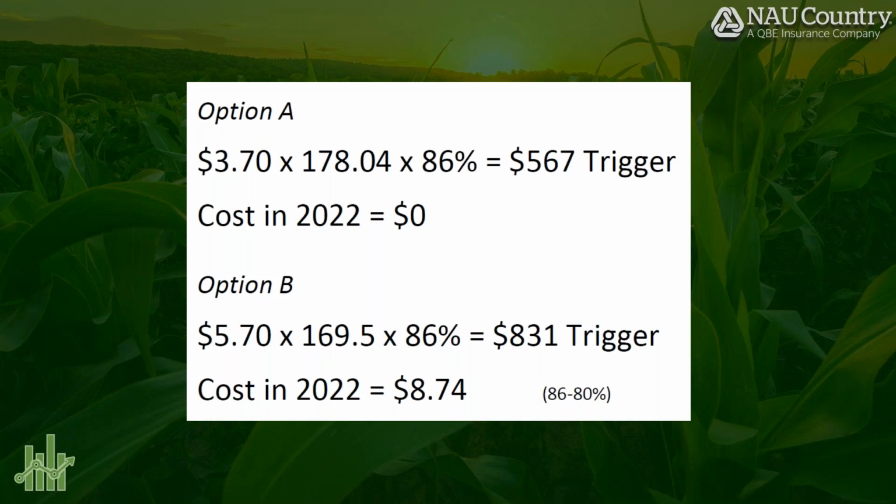Or I can talk to my agent and buy SCO. SCO is going to use the base price being set right now, which today it's over 5.80 a bushel times 169.5 in this particular county times 86% would give me a revenue trigger at $831 an acre. And I'm buying this 6% band of SCO from 80 to 86%. That's the part we're talking about. But I'm picking up $260 some in additional higher trigger, but it does cost me $8.74 an acre.